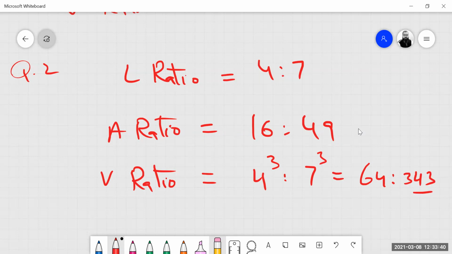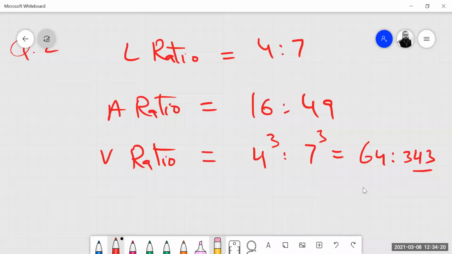Now question number 3, copy and complete the table. The linear scale factor is 2 and the linear ratio is 1:2. What will be the area scale factor? Area scale factor will be 2 square, equal to 4. And the volume scale factor will be 2 cube.